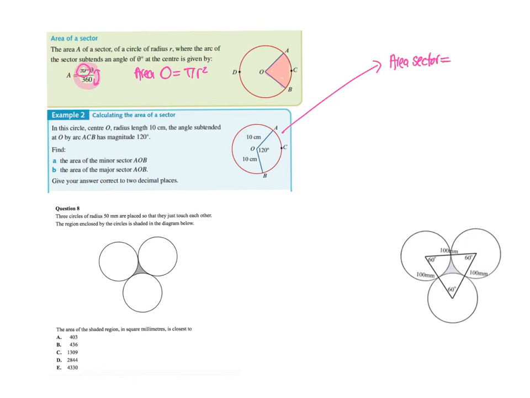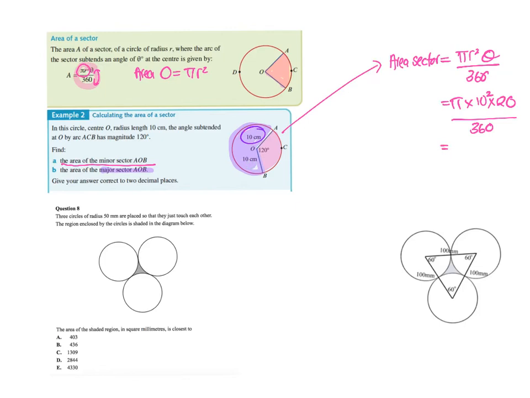Okay, so your formula there is pi r squared times the angle over 360. So pi, now the radius here is 10, so 10 squared, times 120 over 360. And then we just do that. You can see when it says we're actually finding the area of the minor sector. Why is it called the minor sector? Because if you look at that circle, that would be the smaller piece, wouldn't it? And if we were finding the major sector, that would be the big piece.